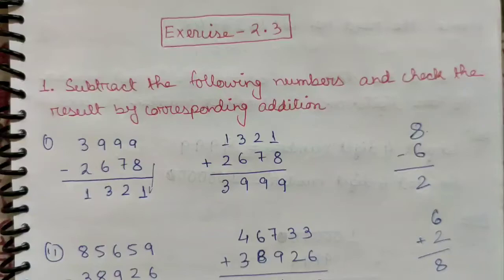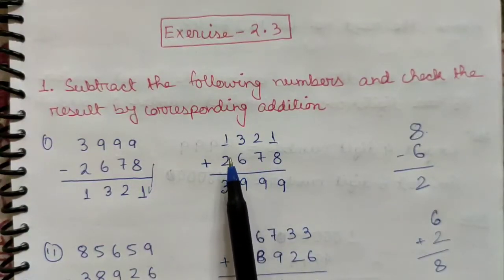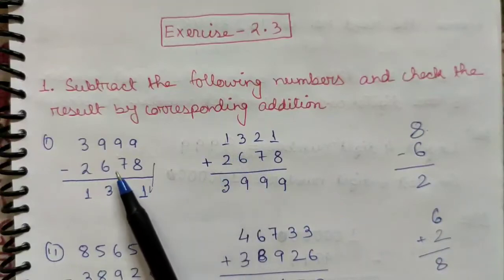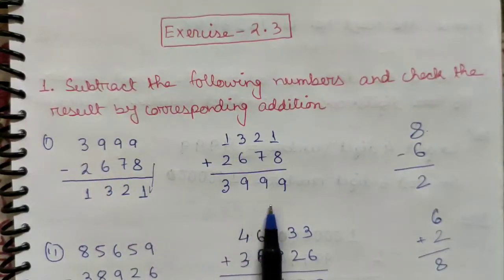So our first question is what? 3,999 minus 2,678. The result is what? 1,321. Here we have added 1,321 with this 2,678. The result is what? 3,999. Right.